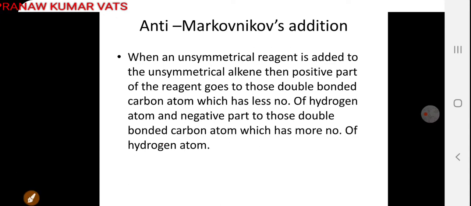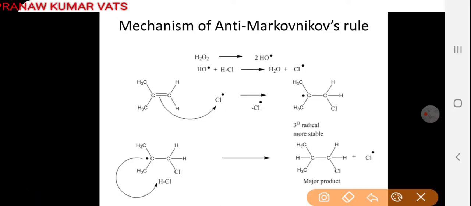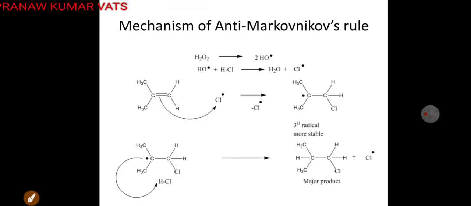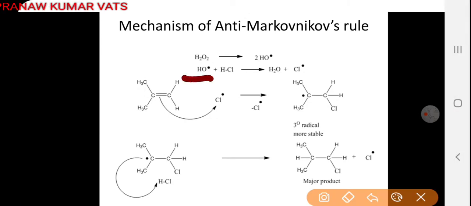We'll see the mechanism of this reaction. You can see here H2O2 in the presence of sunlight undergoes dissociation, resulting in formation of hydroxyl free radical, and this hydroxyl free radical reacts with HCl, generating H2O and Cl free radical. Now this Cl free radical may go either on carbon number 1, you can see here, or on carbon number 2. This is 1 and this one is carbon number 2.